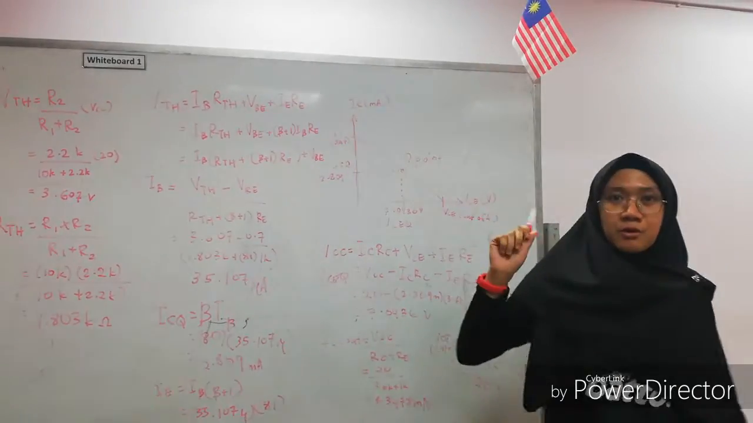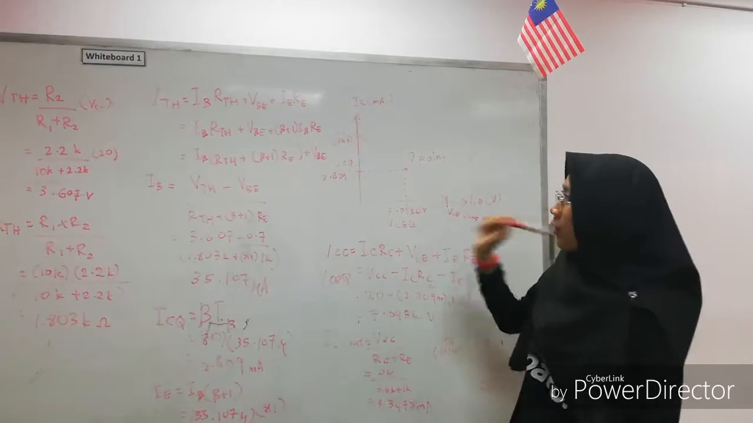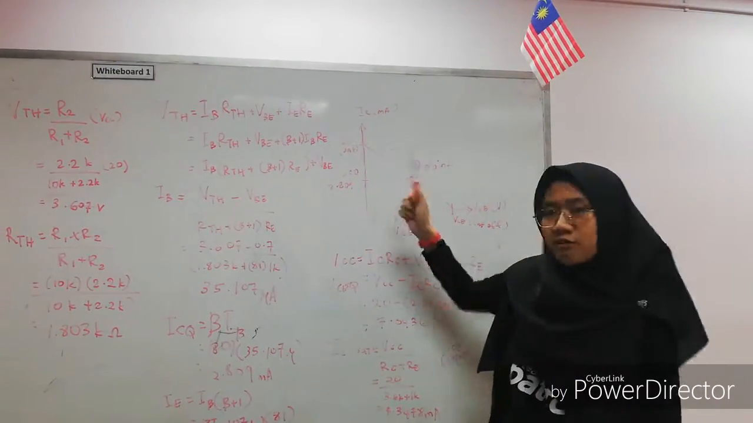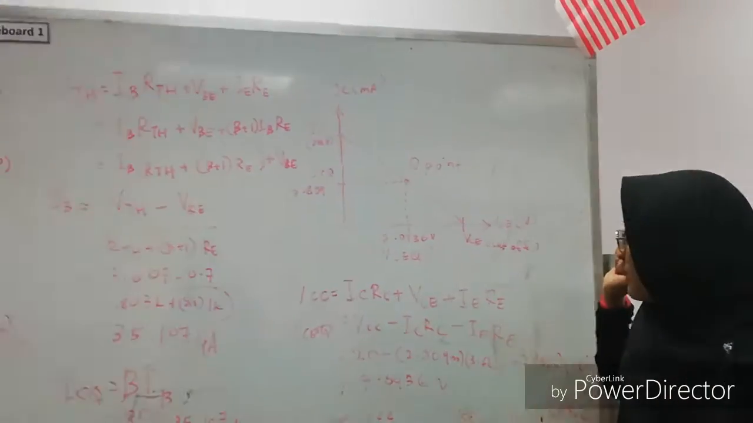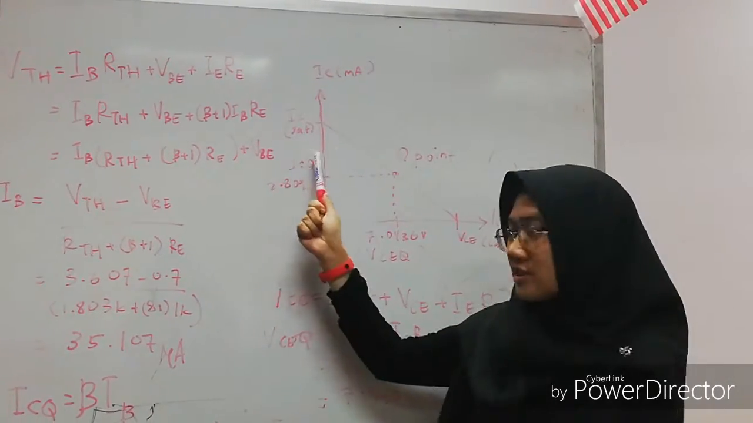I would like to explain to you how to find the type of amplifier from the circuit given. So to find the type of amplifier, we must plot the DC load line first, which has 4 values to find: first VCE cut off, VCEQ, ICQ, and IC saturation.